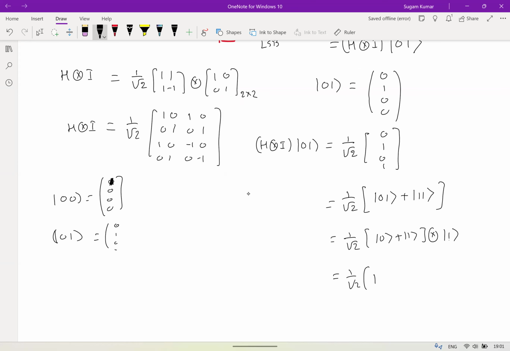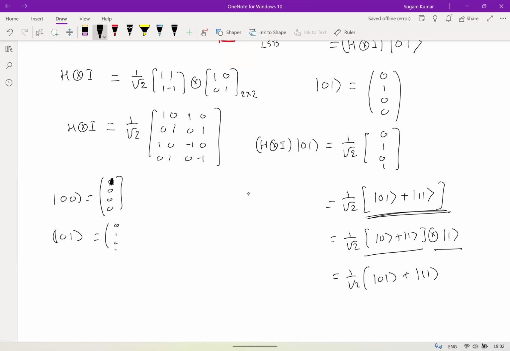Because when this comes here, it again becomes 0 1, and when this comes here, it becomes 1 1. So if you can write a state as a tensor product of two states, then such states are simply called superposition states. They are not called Bell states. Remember, mathematically Bell state means entangled state, and it is defined like this: if the state cannot be written as a tensor product of two states.